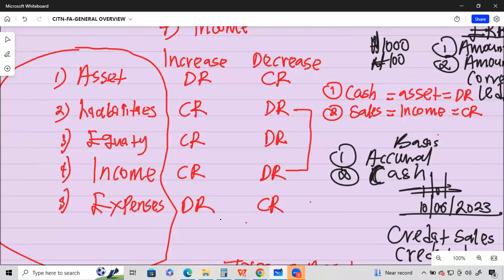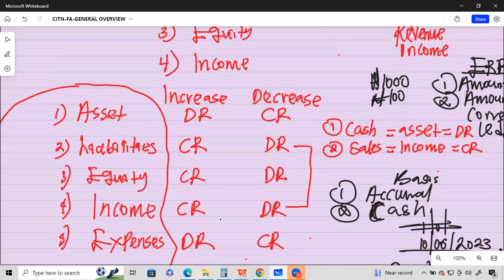Starting from the next class, we are going to need it a lot. These are the five elements of financial statements that we have. If there's an increase, what will you do? If there's an increase, how do we treat it? If there's a decrease as well. So we have five elements of financial statements: asset, liability, equity, income, and expenses. If there's an increase in asset, what will we do? We debit. If there's an increase in liability, equity, or income, we credit. If there's an increase in expenses, we debit as well, and we do the corresponding entry.